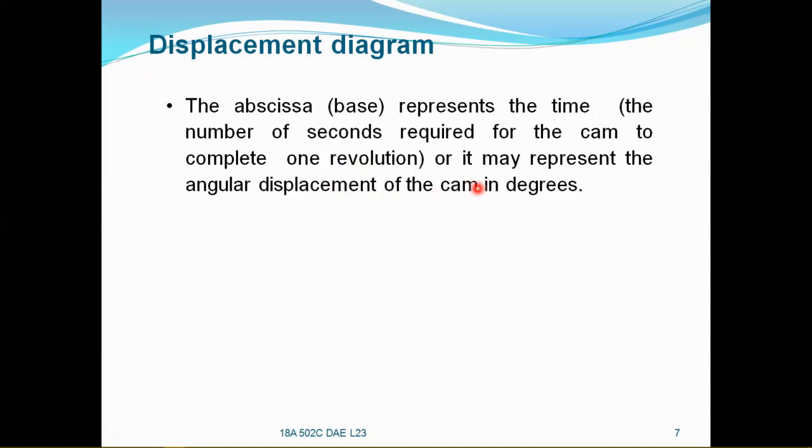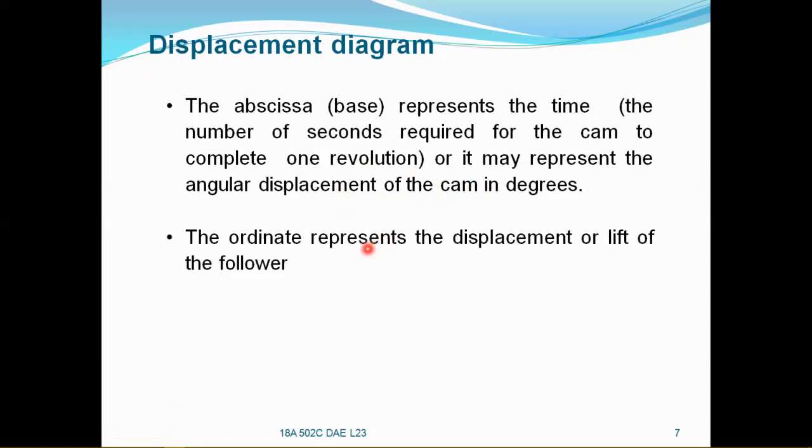The abscissa, or the base of the diagram, is represented either by time or by angular displacement of the cam in degrees. Number one. Next is the ordinate, the y-axis, which represents the displacement of the follower, or the lift, stroke, or throw of the follower. So the x-axis is the angular displacement of the cam in degrees, and the y-axis, the ordinate, is the lift, stroke, or displacement of the follower.